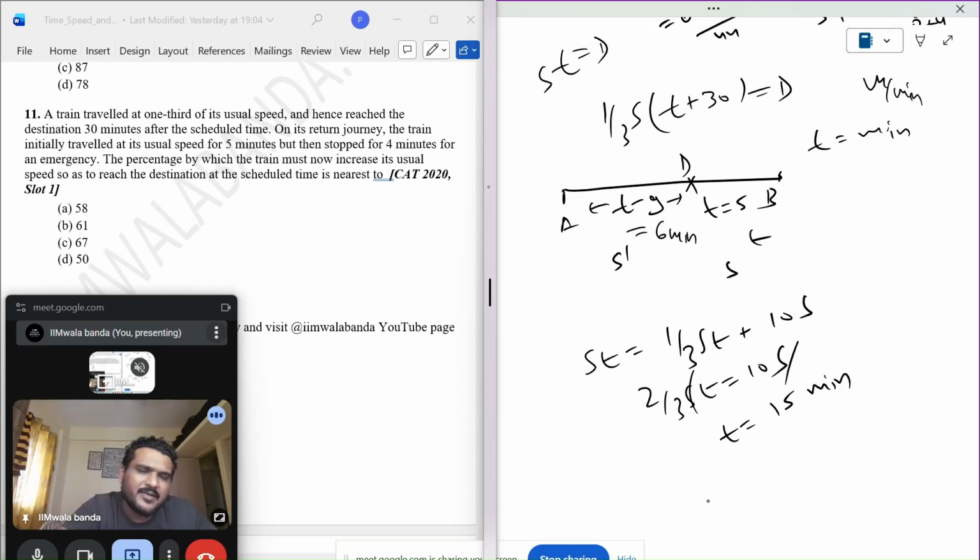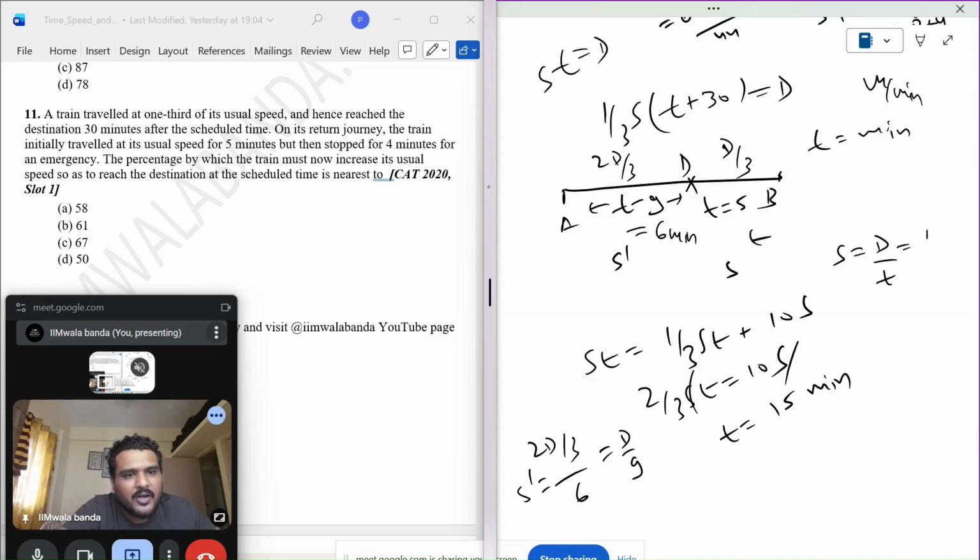In 6 minutes, it has to cover. So in 5 minutes, how much distance has it covered? Normal time is 15, so it must have covered d by 3 distance. So it has to cover 2d by 3 distance in 6 minutes. So that will be the speed. So that will be 2d by 18 or d by 9. And initially its speed was d by t or d by 15.